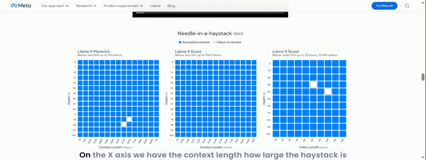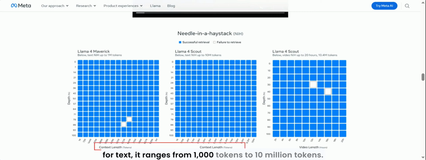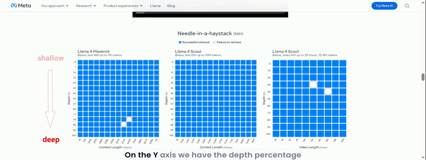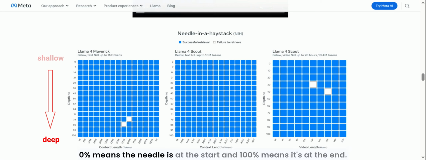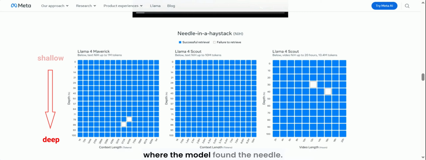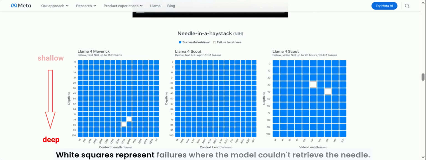On the x-axis, we have the context length, how large the haystack is. For text, it ranges from 1,000 tokens to 10 million tokens. For video, it ranges from 2 to 20 hours of content. On the y-axis, we have the depth percentage, indicating where the needle is placed within the context. 0% means the needle is at the start, and 100% means it's at the end. The blue squares represent successful retrievals, where the model found the needle. White squares represent failures, where the model couldn't retrieve the needle.